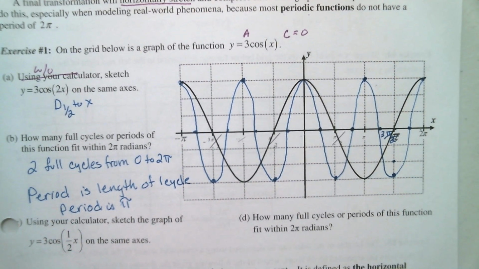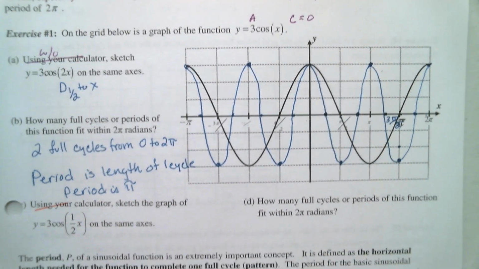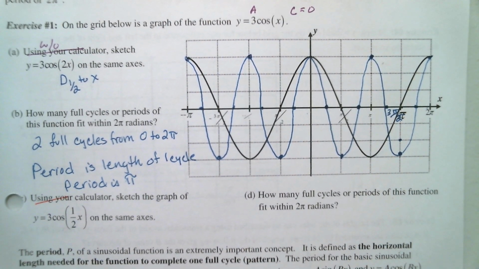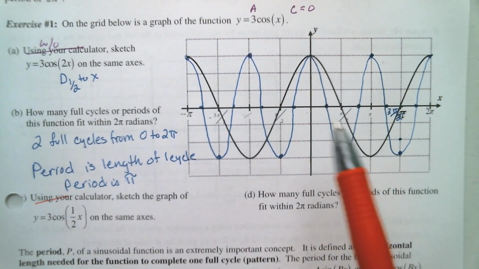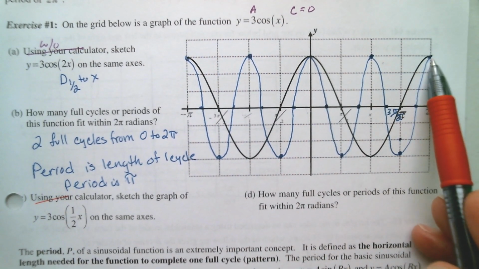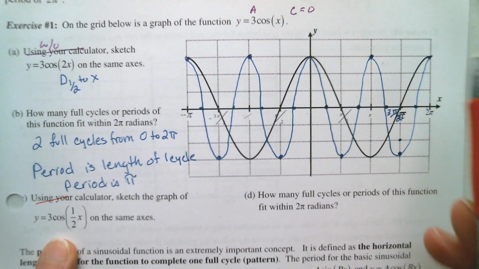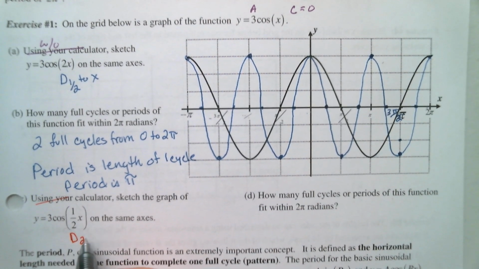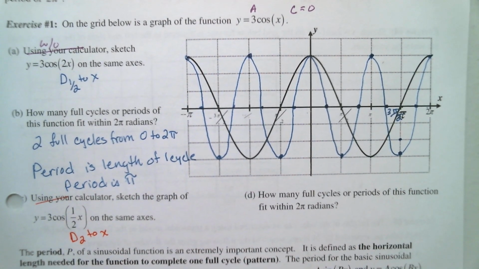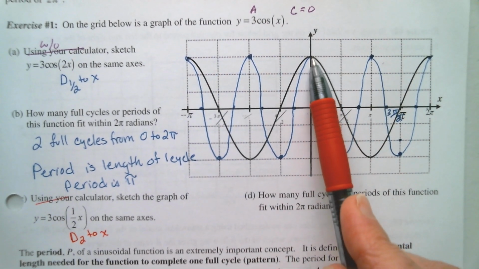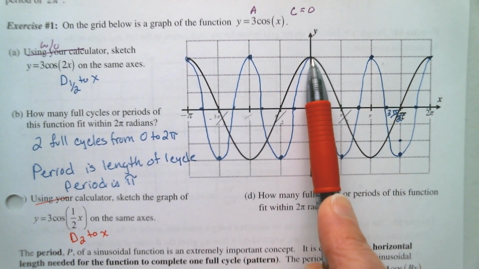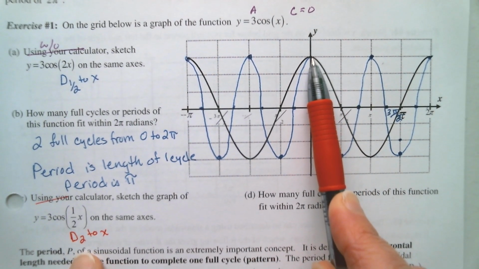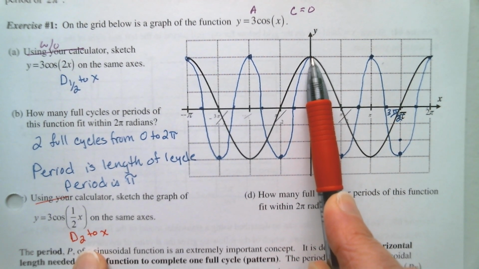Switching to red, not using our calculator. Without a calculator, sketch the graph of y equals 3 cosine a half x on the same axes. Okay, so I'm going back to our original 3 cosine x. And now this is going to be a dilation of 2 to x. So if I take this point here, starting at our max, 0, 3, take the x-coordinate 0, times it by 2, it stays there, it's still 0.